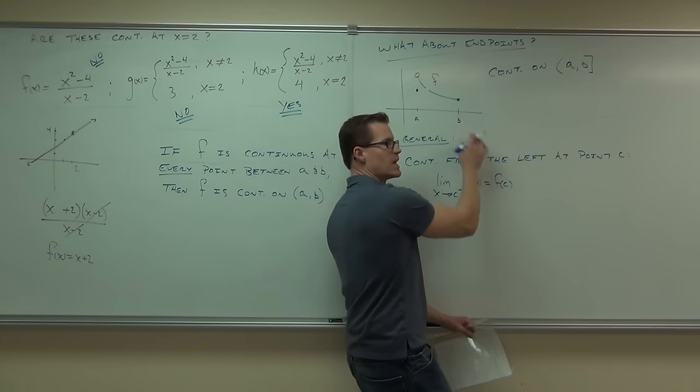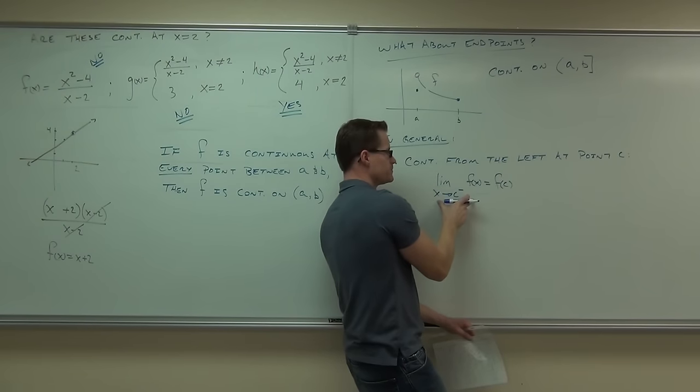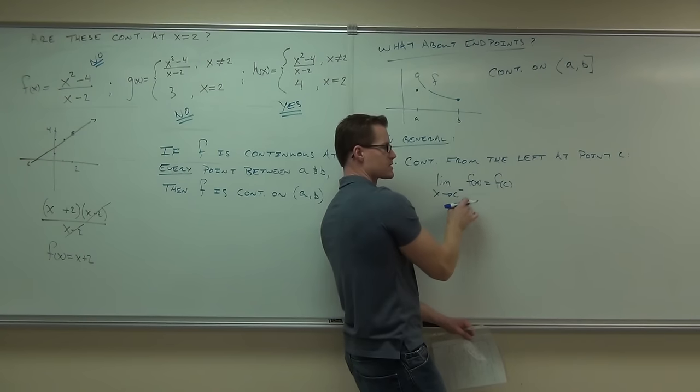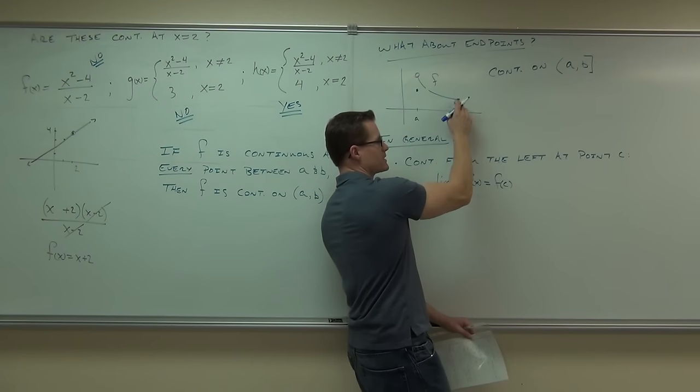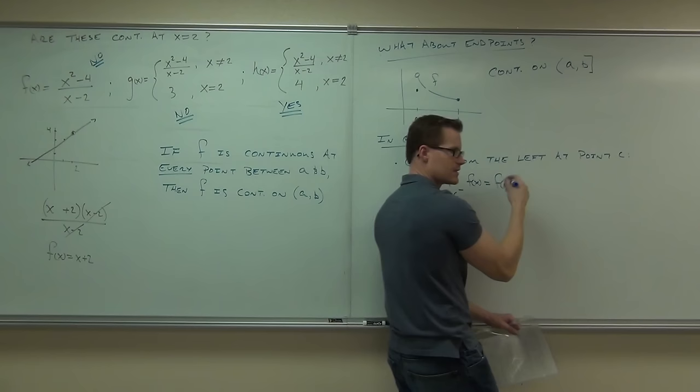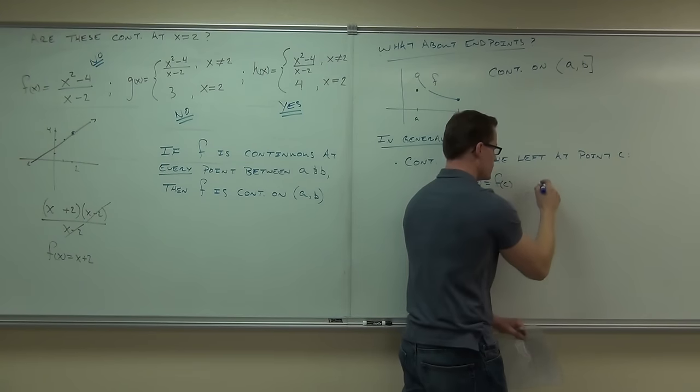This is like the situation we have at point b, okay? The limit from the left exists. The function at c, in this case that's b, okay? The function at the point exists and they are equal. This is like the situation for point b.